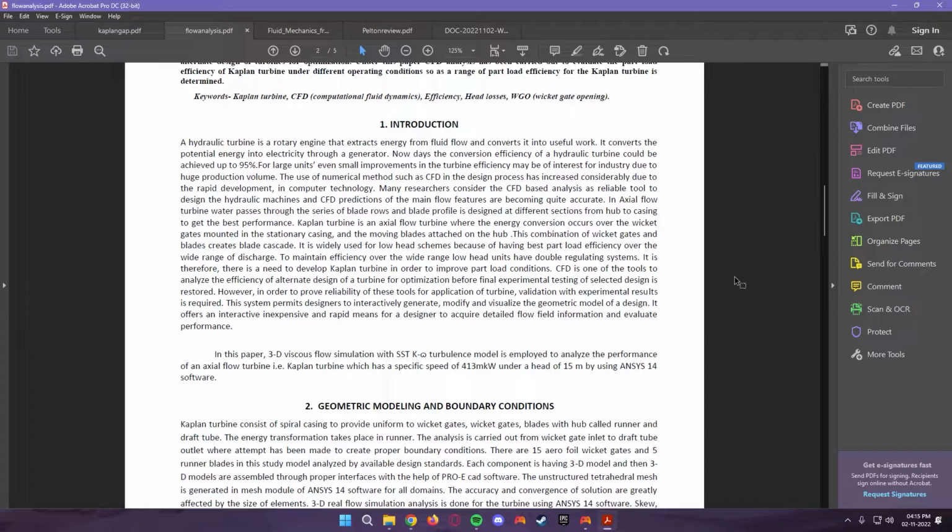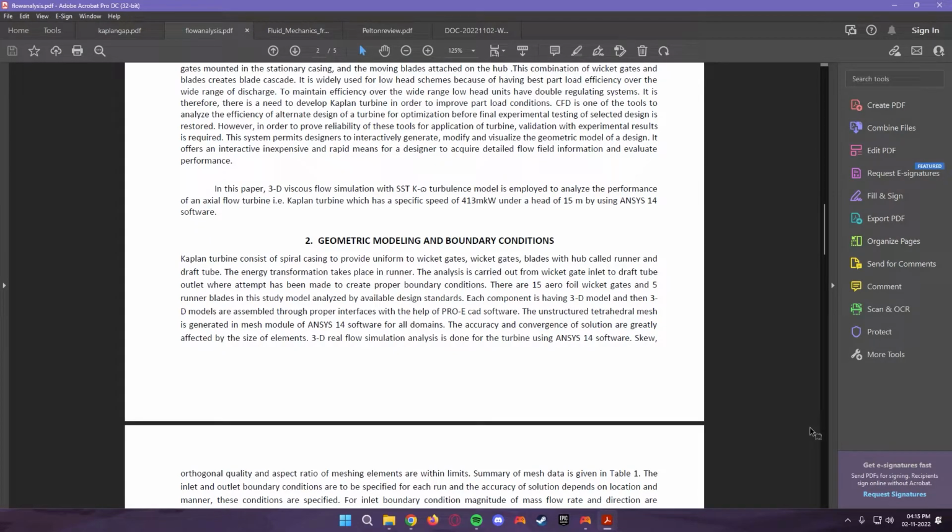In an axial flow turbine, the water passes through a series of blade rows, and the blade profile is designed at different sections from hub to casing to get the best performance. Now, to maintain efficiency over a wide range of low head units, they have double regulated systems.